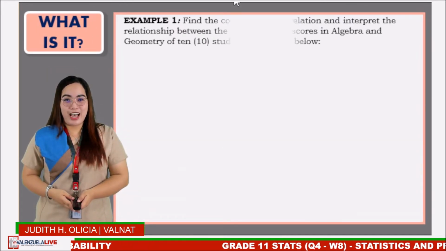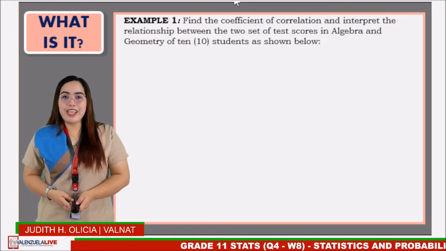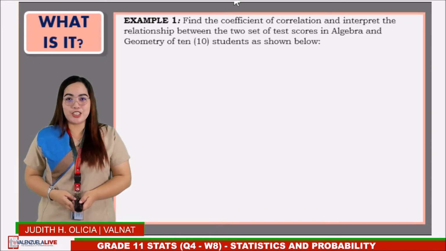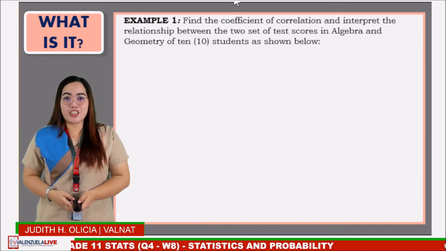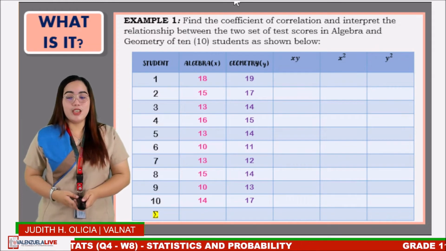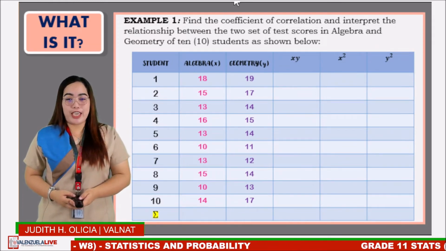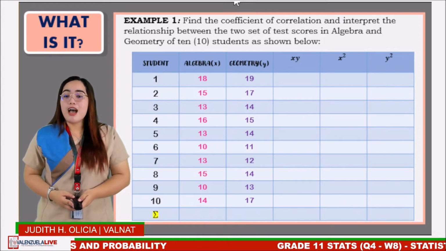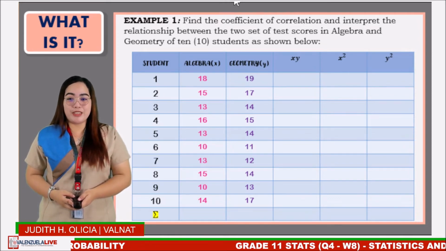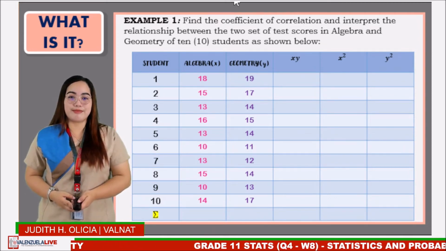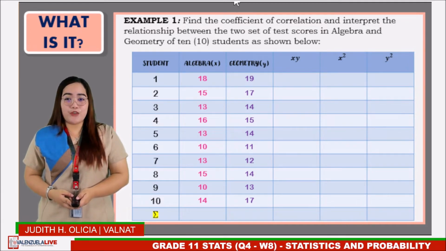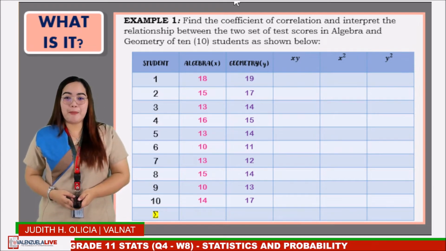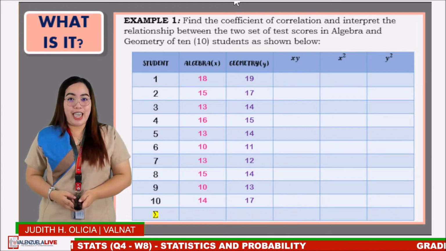Let us now have an example. Find the coefficient of correlation and interpret the relationship between the two sets of test scores in algebra and geometry of 10 students as shown below. On this table, there are 10 students and their corresponding test scores in algebra and geometry. Algebra represents the X values and geometry represents the Y values. In finding the value of r, we need to complete the table. The first step is to get the product of each element of X and Y.